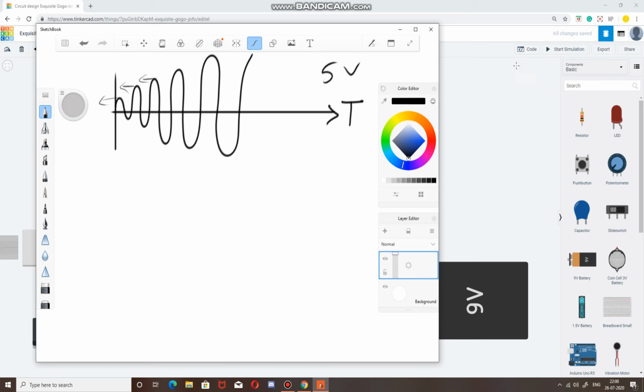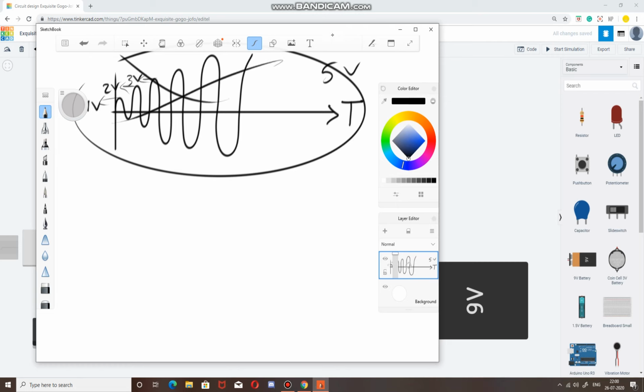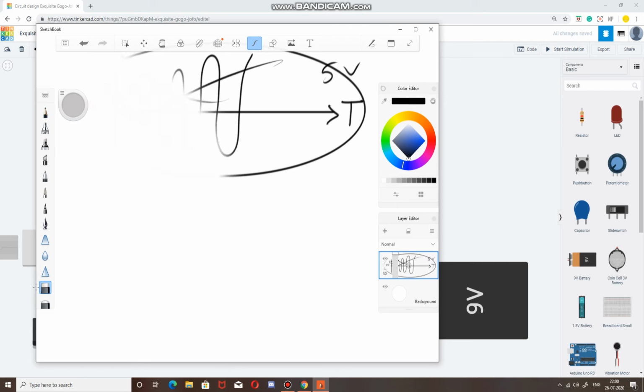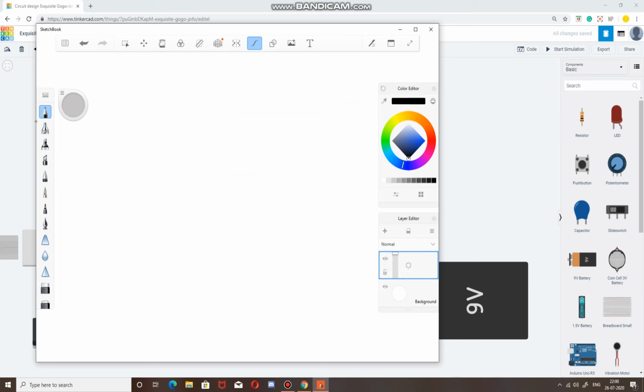Now this can be produced. It's not that we cannot produce a signal like this. Obviously, using the Arduino, we cannot produce an analog signal like this, so the question of producing an analog signal like this using an Arduino doesn't come. So what I thought was that, suppose this one is 1 volt, this one is 2 volt, and this one is 3 volt. Now this entire concept is actually wrong.